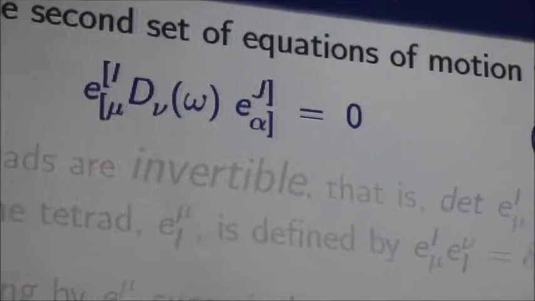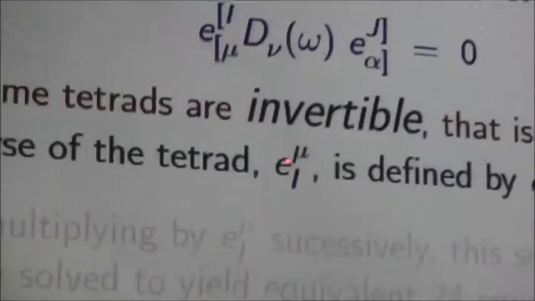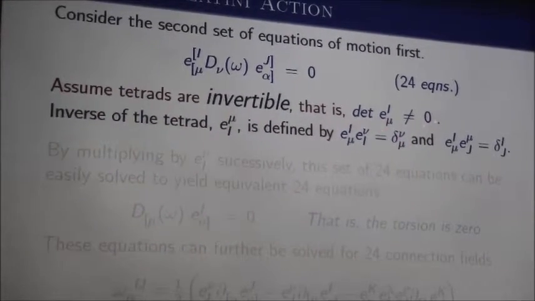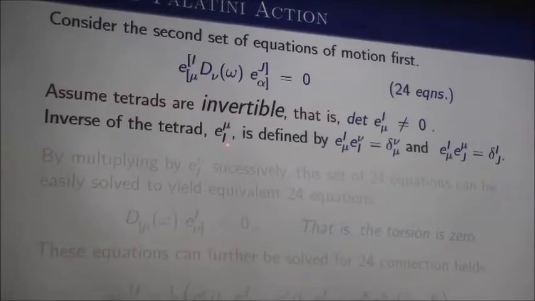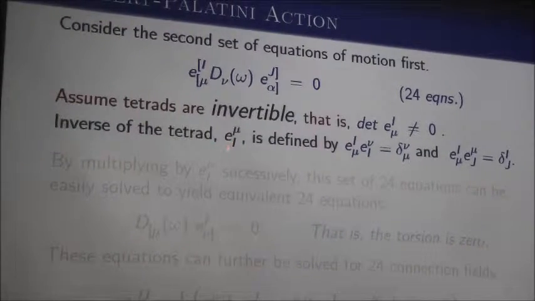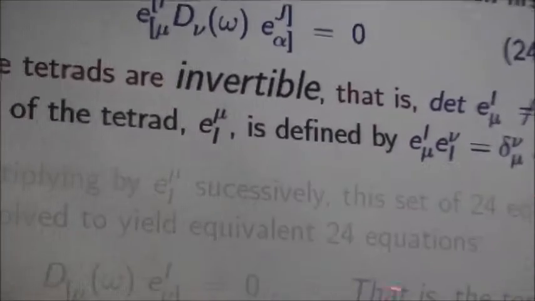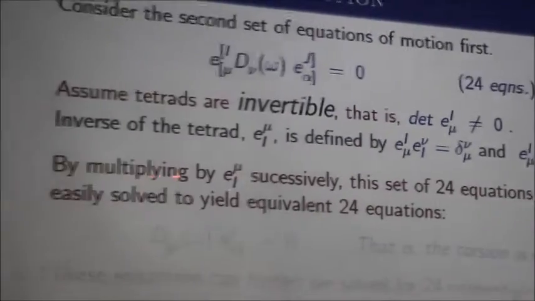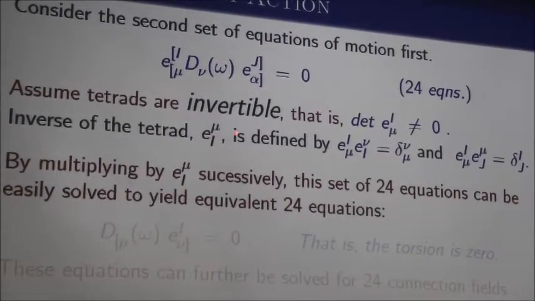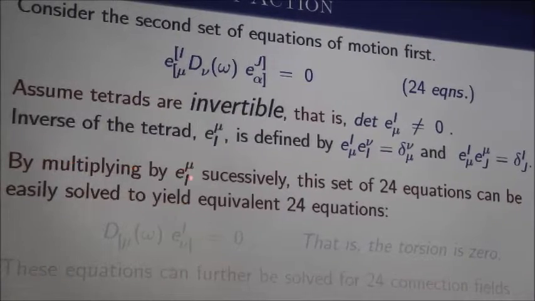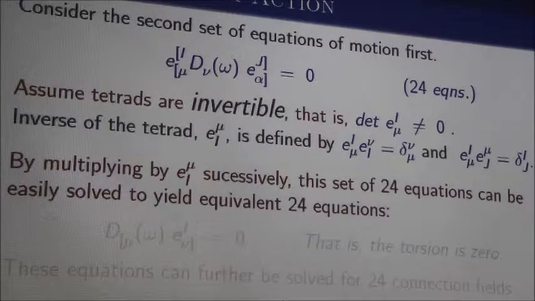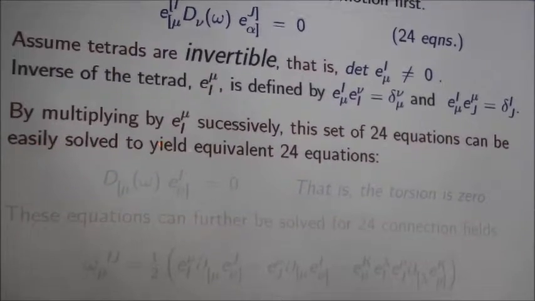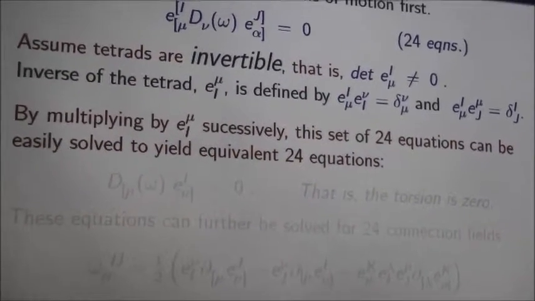Now, if I assume that tetrads are invertible, that is, the determinant of the tetrad is non-zero, then I could define an inverse, E mu up, I down, in the standard way. Then an elementary exercise tells me that if I multiply this set of 24 equations by inverse tetrads a few times, these 24 equations can be easily solved to yield another equivalent 24 equations, and those are these.